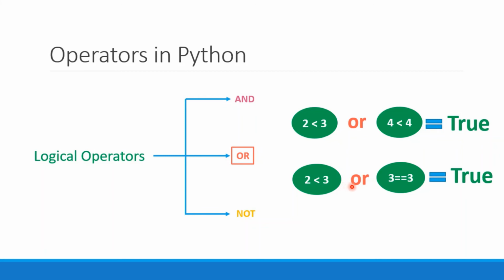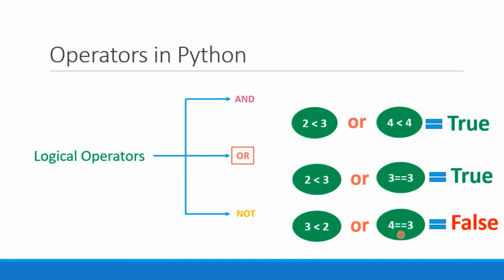Now let's see when OR will give you the answer as false. I have one condition 3 is less than 2. Then I have another condition 4 is equal to 3. So here if I apply the OR, it will check the first condition, which is 3 is less than 2. It will say no, it is not less than 2. Then it will move to the second condition. It will check if the second condition is true, 4 is equal to 3. No, 4 is not equal to 3. As both the conditions are false, OR will give you the answer as false. So OR only gives the answer as false when all the conditions are false. If even one condition is true, the OR will give you the answer as true.